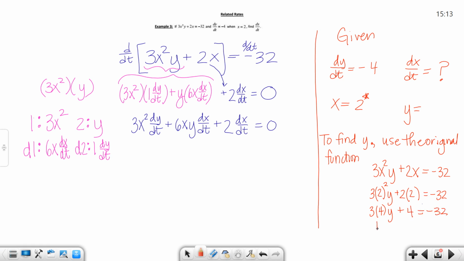Okay, we can just solve that out. So 12y, I can move that 4 over. I ran out of room, so let's move it up here. 12y would equal negative 36. So y would equal negative 3. So sometimes, if you need an original letter, not the derivative, you have to go back and use the original function. So that's how that one starts. And then from there, it's not too bad. That was the troublemaker.